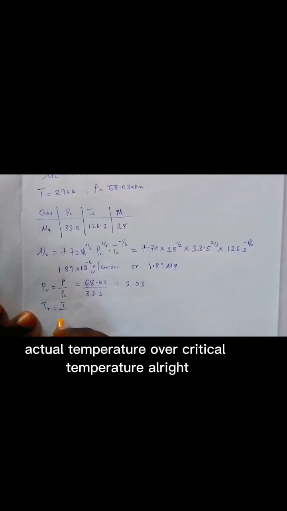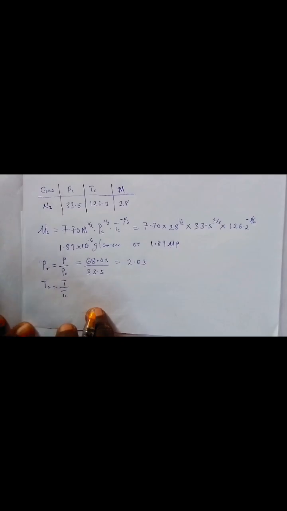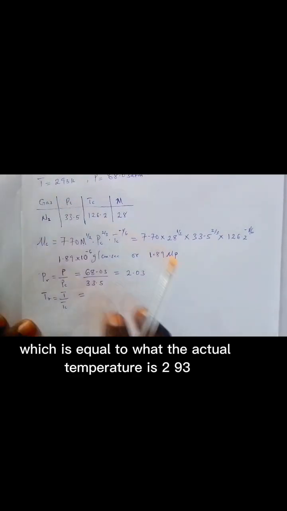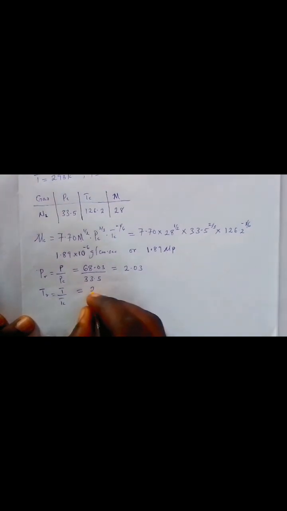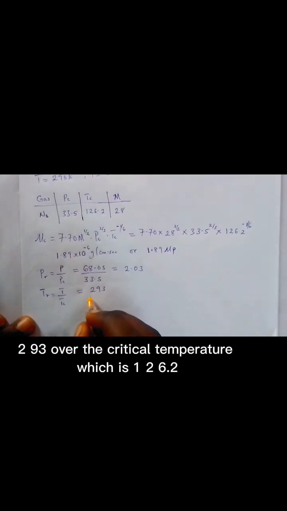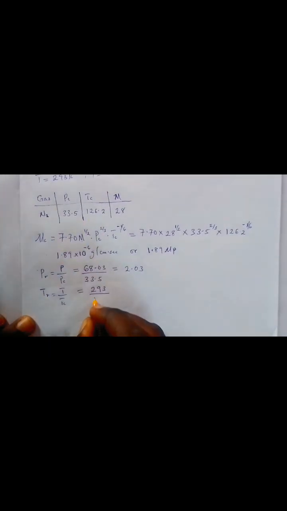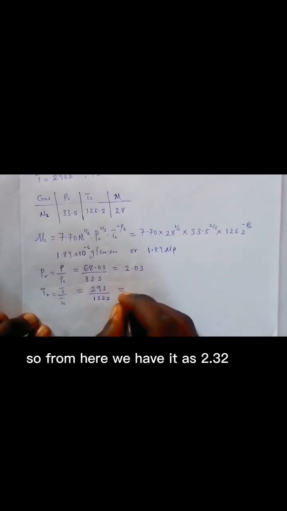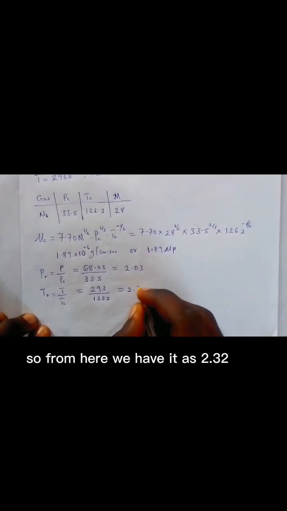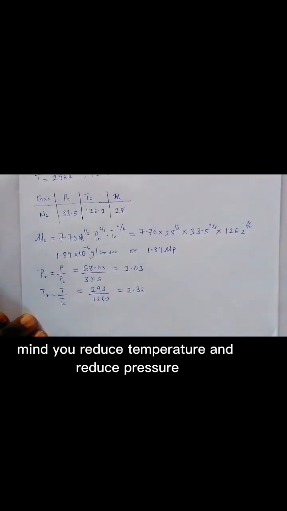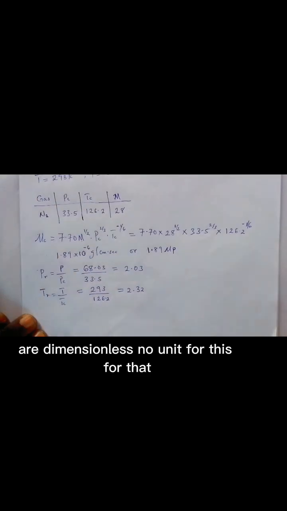So the reduced temperature will be actual temperature over critical temperature, which is equal to the actual temperature, 293, over the critical temperature, which is 126.2. From here we have 2.32. Mind you, reduced temperature and reduced pressure are dimensionless, no unit for that.